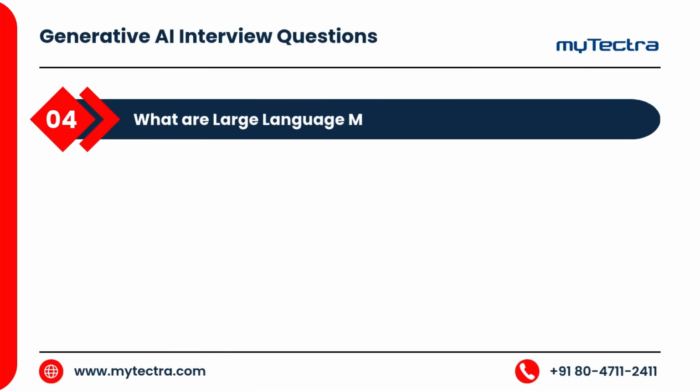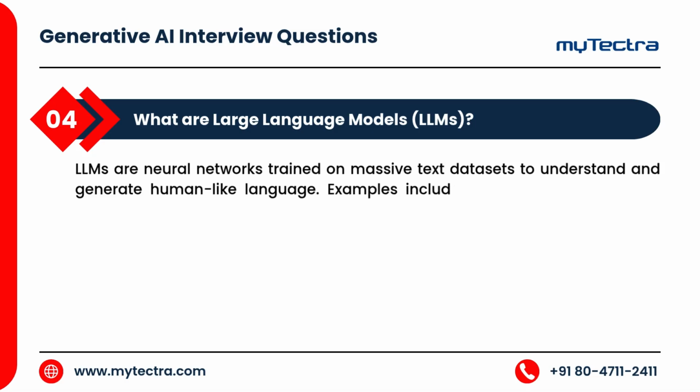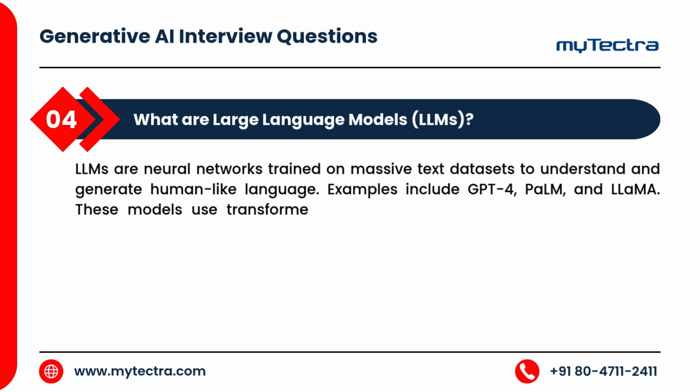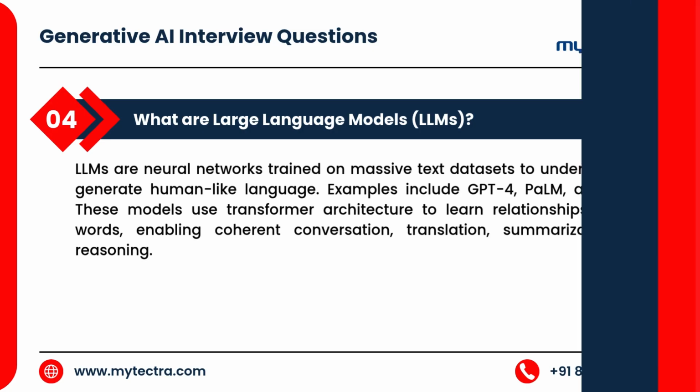What are large language models, or LLMs? LLMs are neural networks trained on massive text datasets to understand and generate human-like language. Examples include GPT-4, PaLM, and Llama. These models use transformer architecture to learn relationships between words, enabling coherent conversation, translation, summarization, and reasoning.